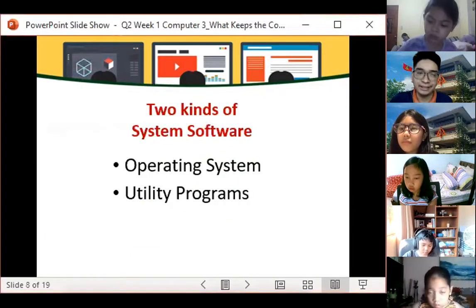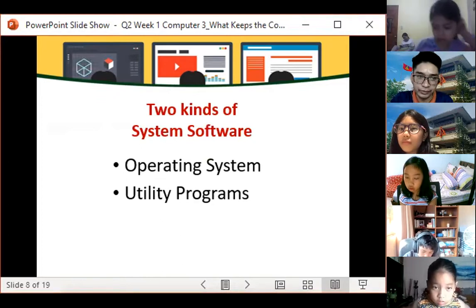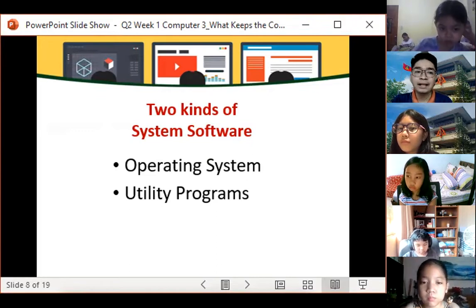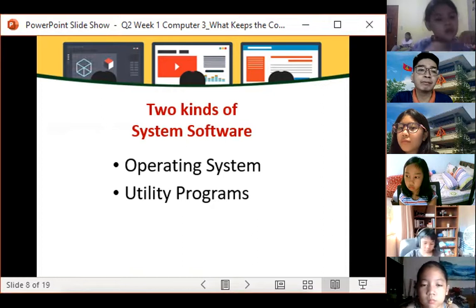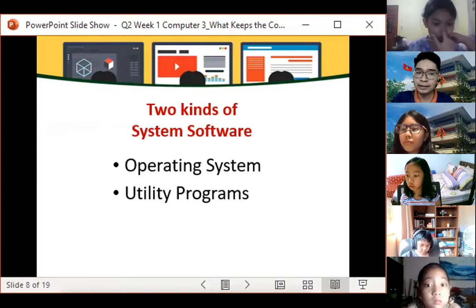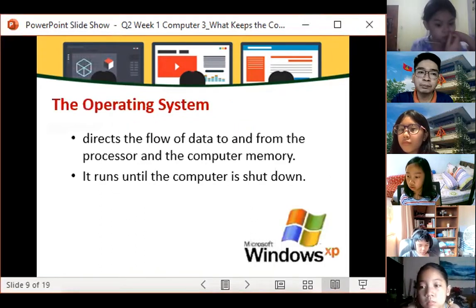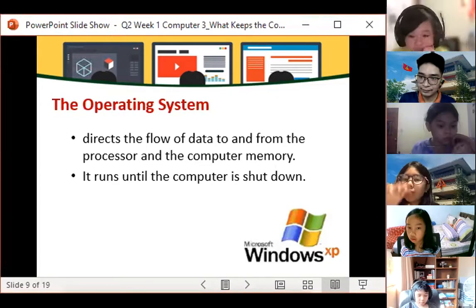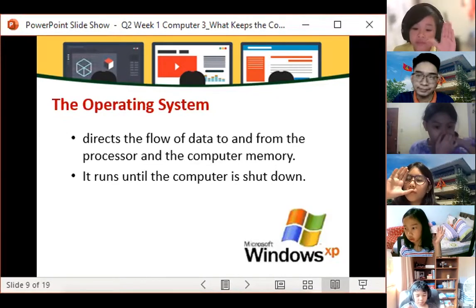There are two kinds of system software. First is what we call the operating system, and second is what we call the utility programs. Have you ever heard these terms before? Operating system, yung OS na tinatawag natin, and the utility programs? Not yet? Alright, okay, let's discover. Teacher, ano po ba yung operating system? Kindly read, Jace.